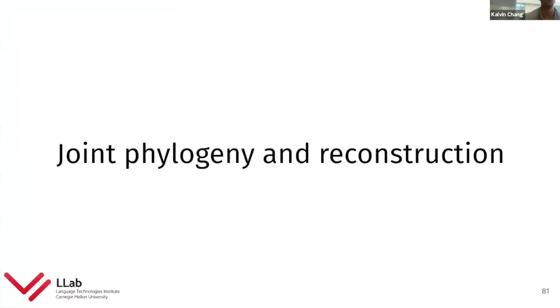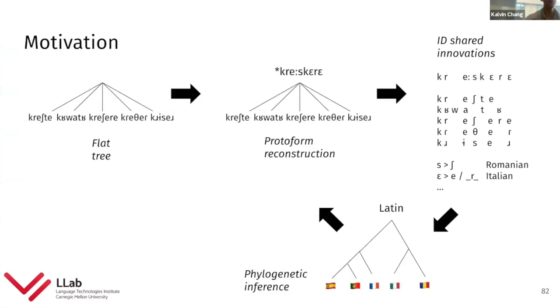Now, let's talk about our submission, or our eventual submission, to EMNLP 2023. So basically, historical linguists, when they're performing protoform reconstruction and phylogenetic inference, actually iteratively refine the tree and the protoforms instead of learning each one in isolation. We start off with a flat tree where we assume that all the daughter languages descend from the same proto-language, which is not accurate because there are actually intermediate internal nodes of the tree that we need to identify.